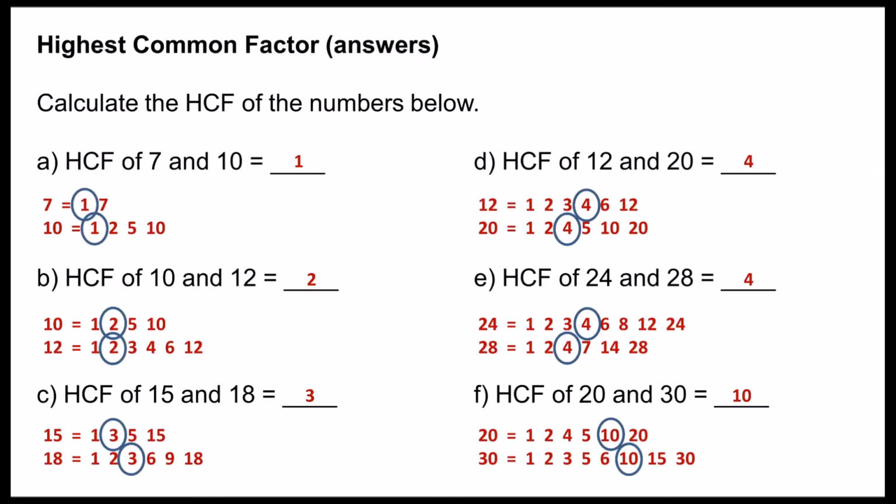Here are your answers. Below each question you can see the lists of factors and circled is the highest number that appears in both of the lists. You can use these to check your work, and if you have made any mistakes, try and correct them. Once you're happy that you've understood all of it, please take a photo of both bits of work that you completed and submit them to Show My Homework so I can see how you've got on.